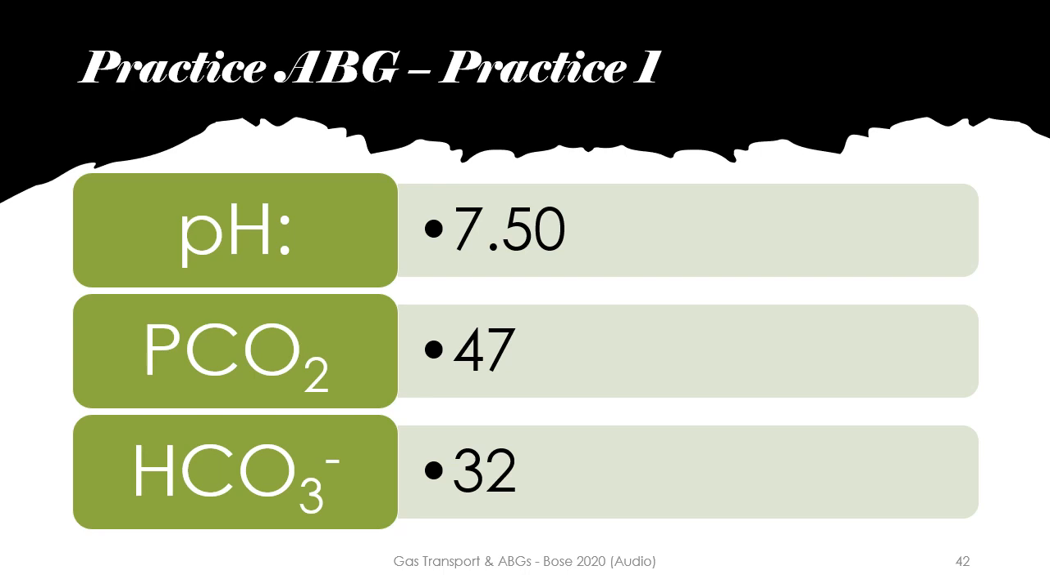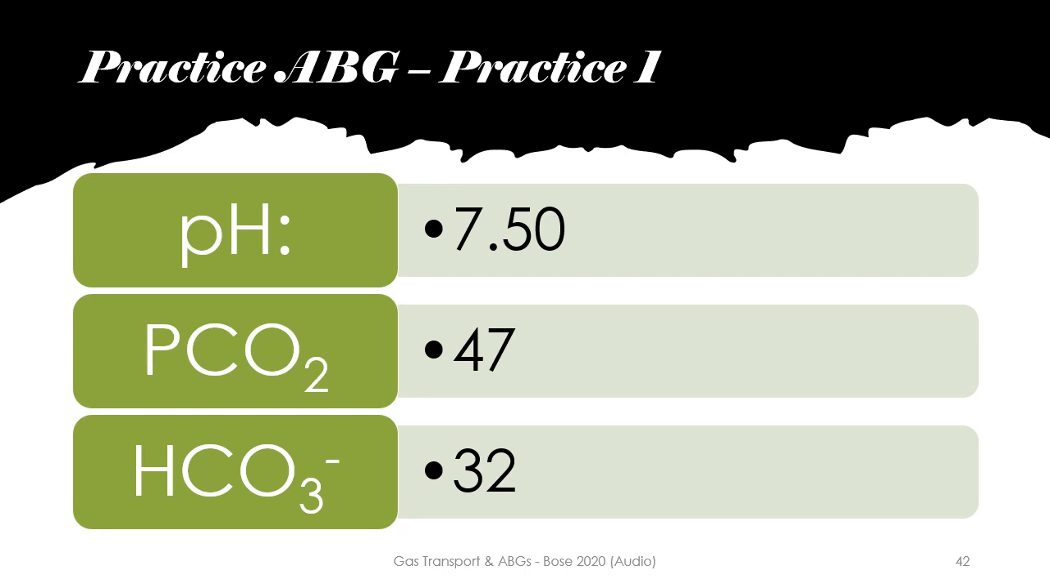The next question to answer is, is the problem respiratory or metabolic in nature? Where else is there an alkalosis? If you look at the bicarbonate, it is 32, which is higher than its normal 26. So we have a metabolic alkalosis. Next thing is, is there any compensation occurring? Has the body tried to fix the problem?